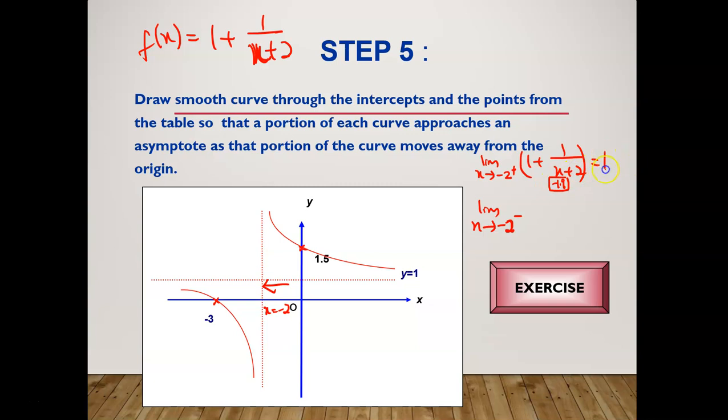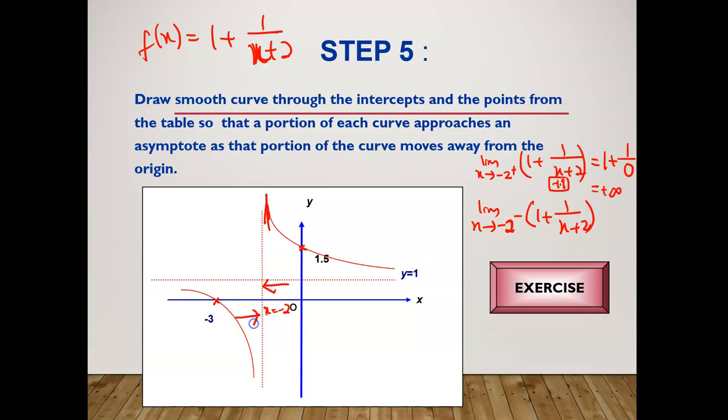So it becomes 1 plus 1 over 0, because it is approaching 0, positive 0. So 1 over positive 0 is positive infinity. So positive infinity plus 1 is positive infinity. So that's why the graph is going up like this. Okay, so next is 1 plus 1 over x plus 2 from the negative side.